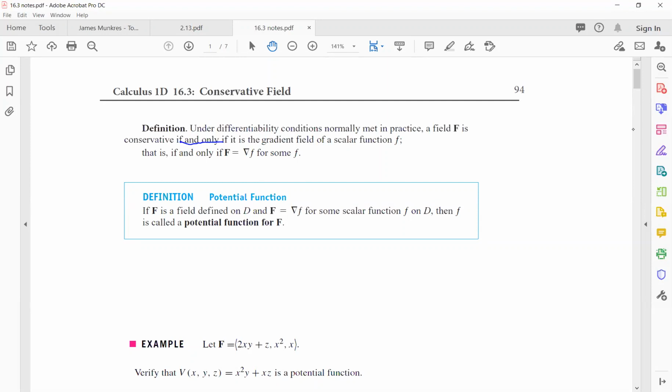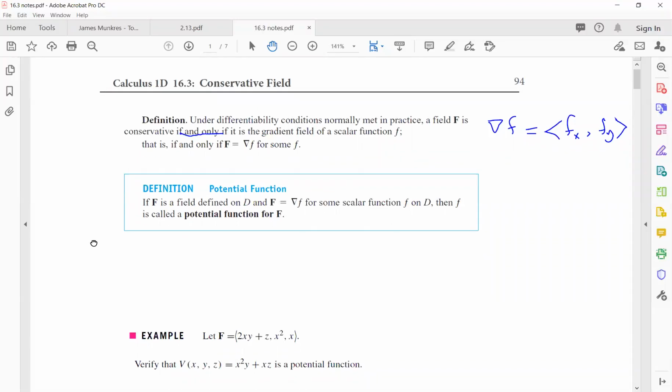In other words, you can say that vector valued function F is equal to gradient of scalar function f. Remember that when you take the gradient of a function, it's actually a vector. We're taking the partial derivative of f with respect to x, partial derivative of f with respect to y, and if you have more variables, we have to continue. So this vector function is equal to gradient of scalar function.